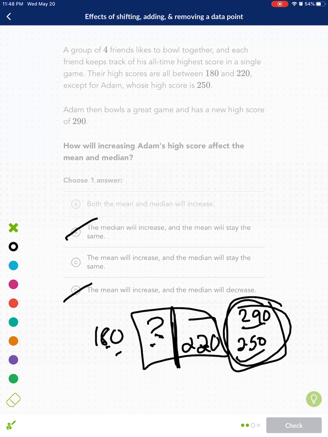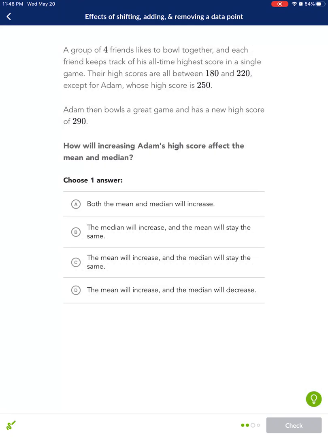Regardless if we go the 290 or the 250, that middle value remains the same. The average will definitely go up, or the mean will go up. So it is choice C. Mean will increase, the median will stay the same.